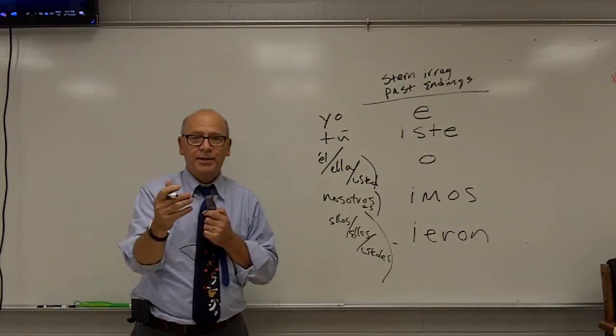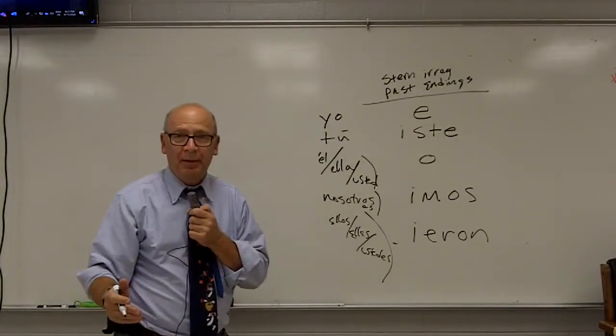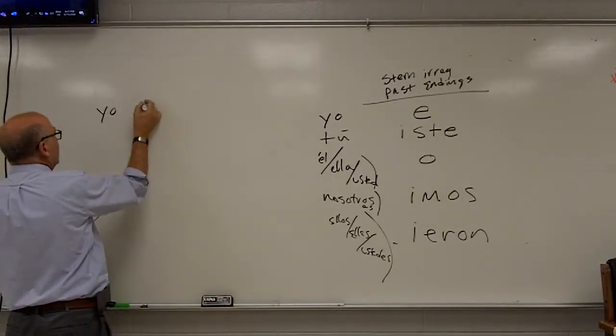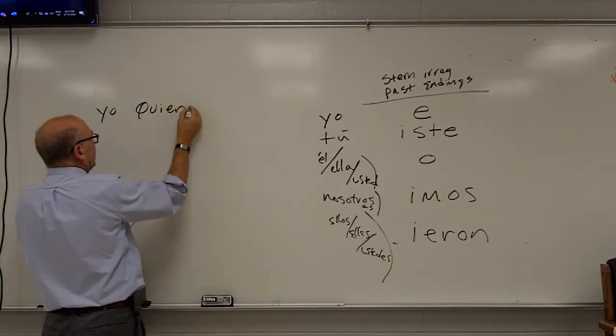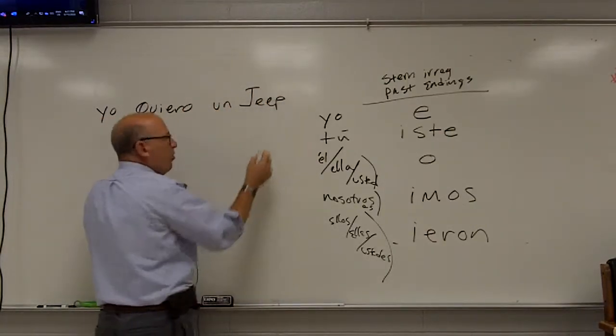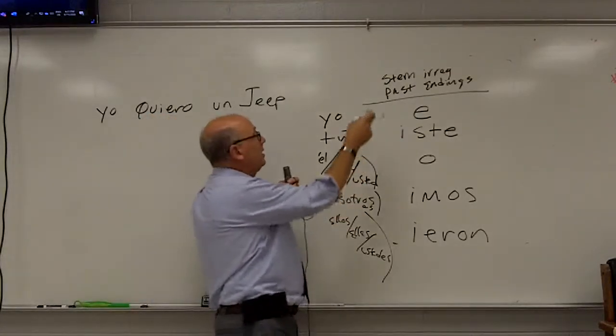I want, man, I want a Jeep, okay? So in the present, you know it's yo quiero un Jeep. I want a Jeep. But we're going to use it in the past, and it happens to be a stem ending.